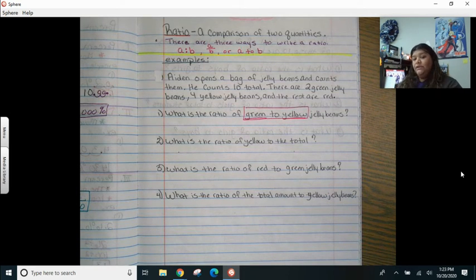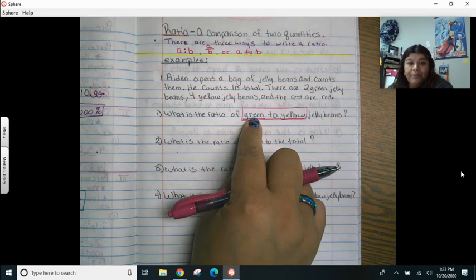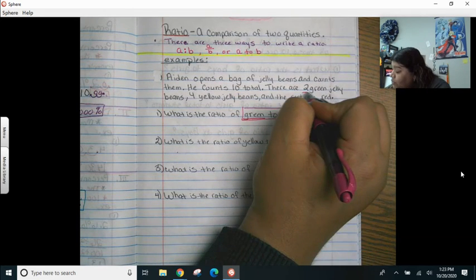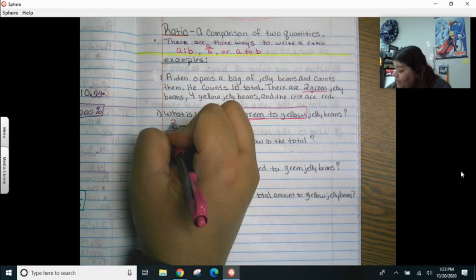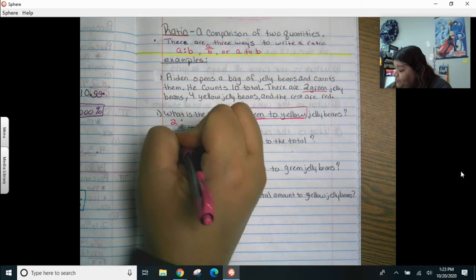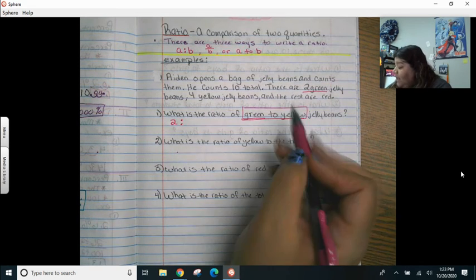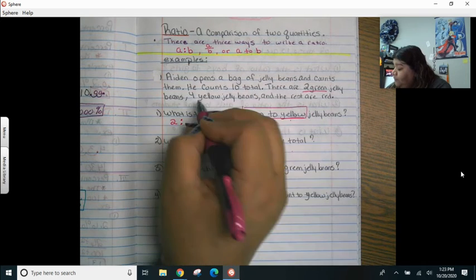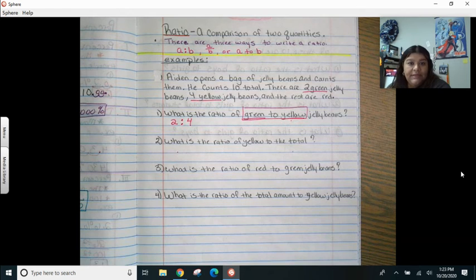So let's go into this scenario and find the number of green. So how many green jelly beans were there? There are 2 green jelly beans. So the 2 goes first, okay? And we can use the dots if we need to, okay? So 2 green jelly beans. How many yellow? 4 yellow jelly beans. Now, sometimes you're not gonna find the answer, okay? It's not gonna look like 2 to 4, and I'll show you why.